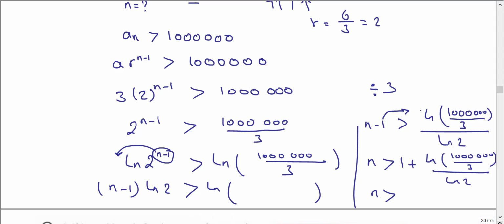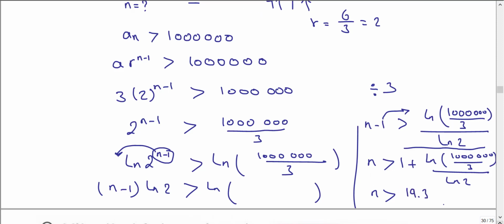10.4143131. Divide this answer by ln 2. Why multiply? Divide by ln 2. It will give me 18.3. That's correct. Plus 1?